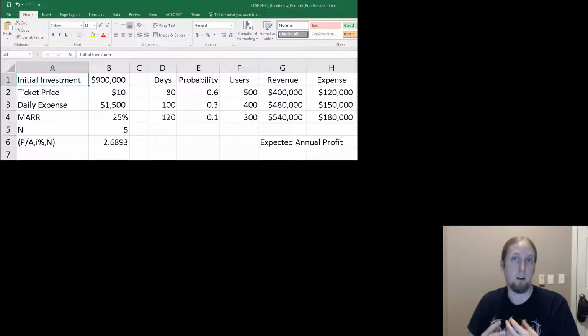The expenses are straightforward. We have a fixed daily expense of $1,500 per day that the ski lift is operating. The revenue is a little bit more complicated based on the problem statement.